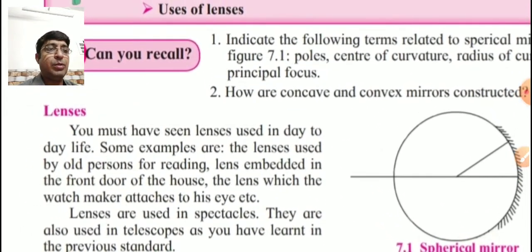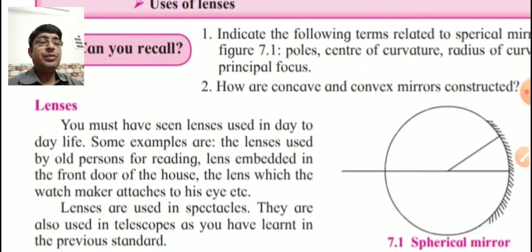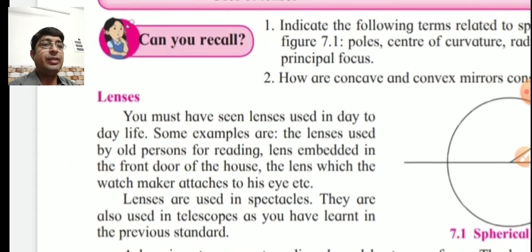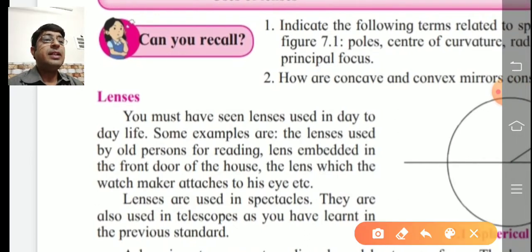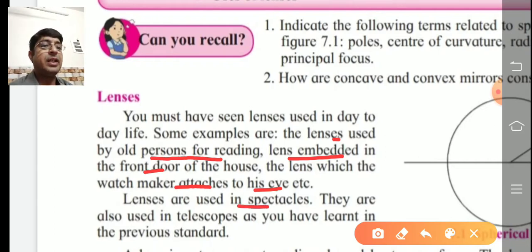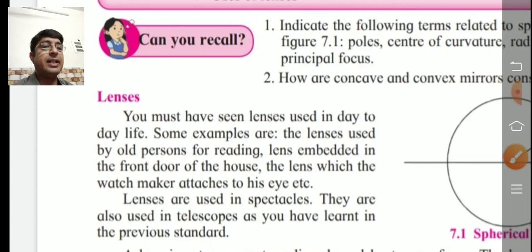In 10th standard we learn about lenses. You must have seen lenses used in day-to-day life. For example, where do we use lenses? Check that. First one, lenses are used by old persons for reading. A lens embedded in the front door of the house. The lens which the watchmaker attaches to his eye at the time of repairing watches. Lenses are used in spectacles. They are also used in telescopes. So these points we already learned in a previous standard.